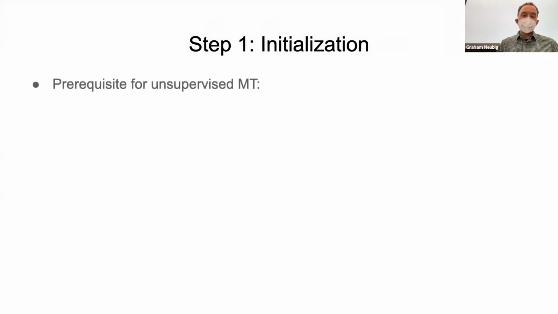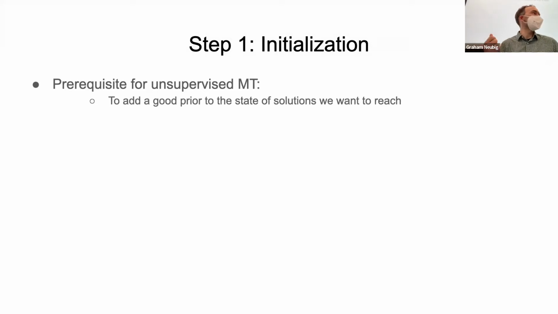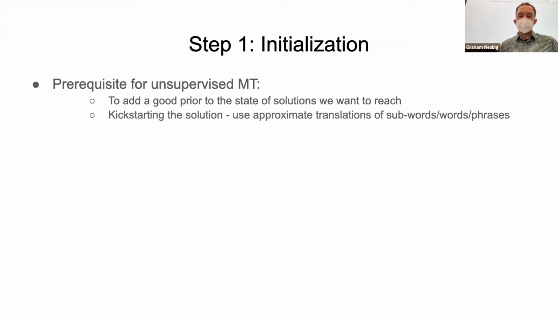So for step one in initialization, basically a prerequisite for unsupervised MT is that we start out with an initial model that can do something, that can do some sort of mapping between sequences in an appropriate way so that we can use it to seed a downstream learning process to do translation. And it basically adds a good prior to the state of solutions we want to reach. And the way this is done is by using approximate translations of subwords, words, or phrases, usually.